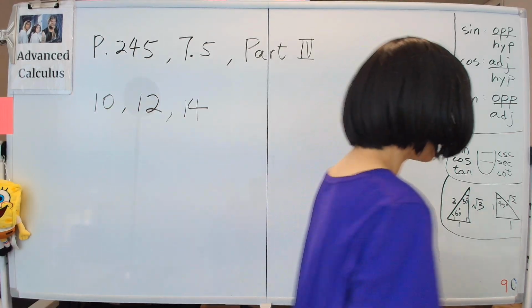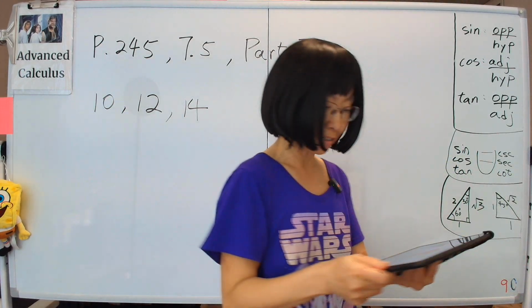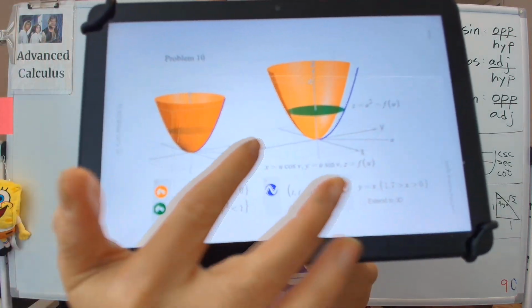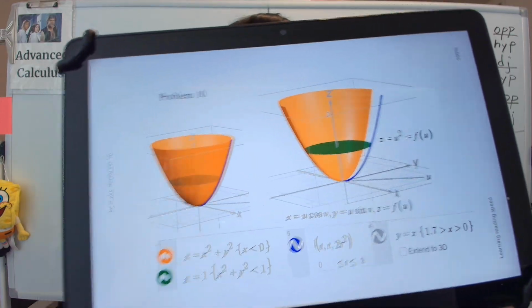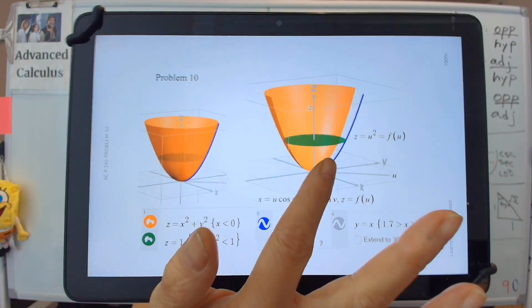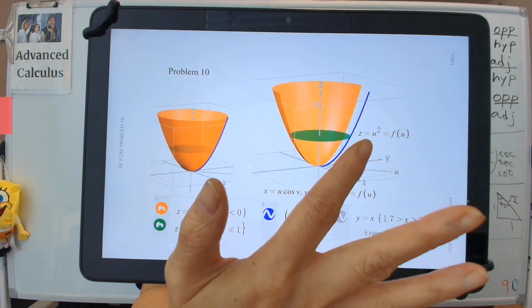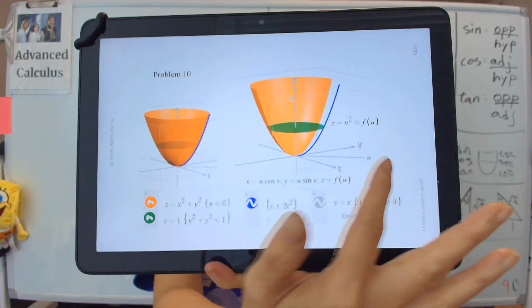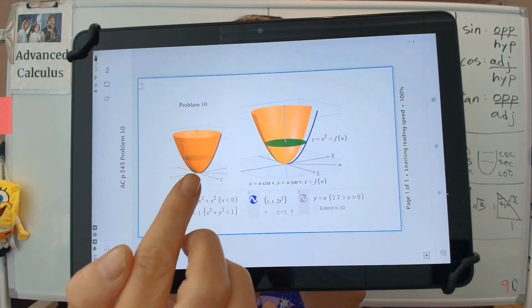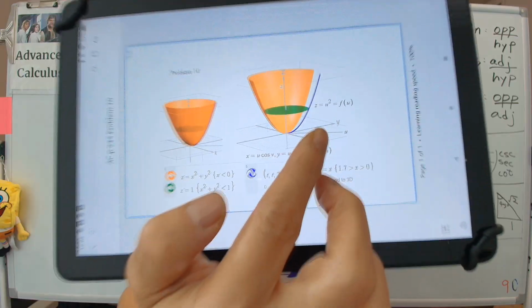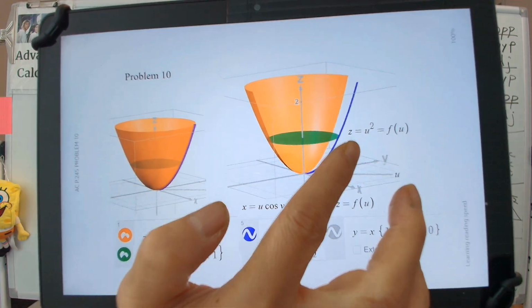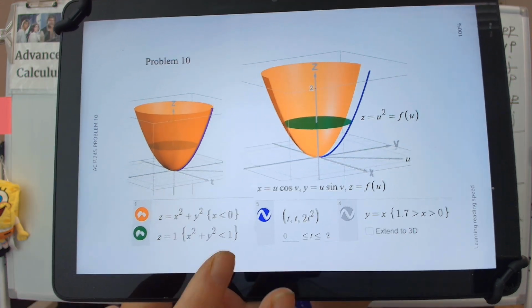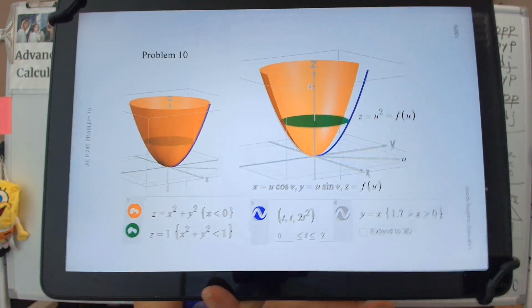But before I do that, for problem 10 I did graph it somewhat, so I want to show you what that looks like. We have a function z equals f of u. As an example here, I let z equal u squared, which is f of u, and then I spin it around the z-axis, so I got a bowl-shaped thing. This is just an example. Let's say a sample where f of u is u squared, then I spin it around, and I get this bowl-shaped thing. Then everything makes sense that way.